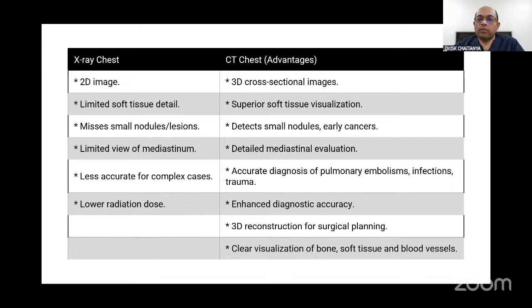But CT chest, on the other hand, gives us 3D cross-sectional images. It gives a better visualization of the soft tissues. Smaller lesions can't be missed. We can pick up lesions in very early stages. We can get detailed imaging of the mediastinum. And when added with contrast imaging, we can get more information about the pleura, vascular structures, infectious pathology, all these things. We can improve our diagnostic accuracy, and at the same time, we can get clear visualization of the skeletal structures as well. It can also be used for surgical planning because of the help of 3D reconstruction.